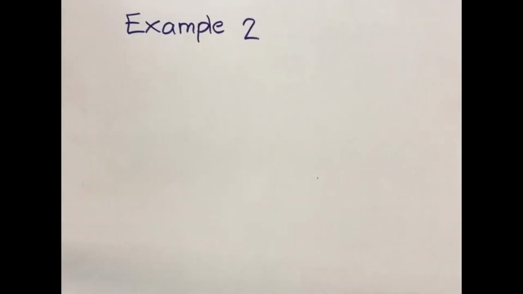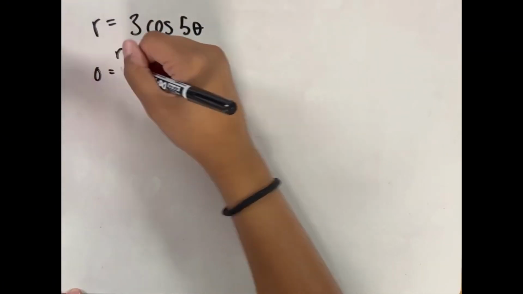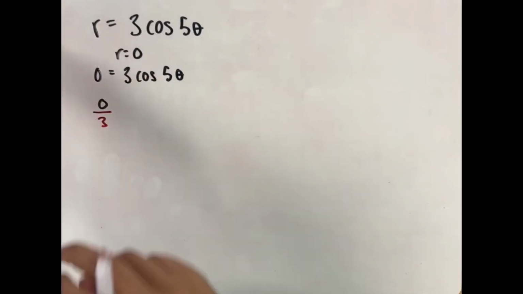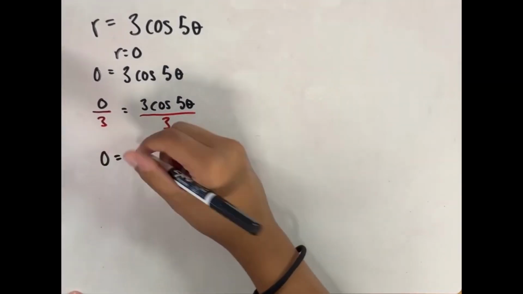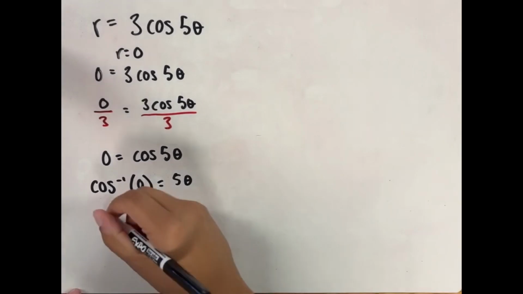So for example 2, we're going to try an odd cosine function, and that's going to be r equals 3 cosine 5 theta. We're going to set the whole thing equal to 0 to find the zeros, and we're going to want to isolate theta. So we divide by 3 to get cosine 5 theta, and then inverse cosine of 0 equals 5 theta.